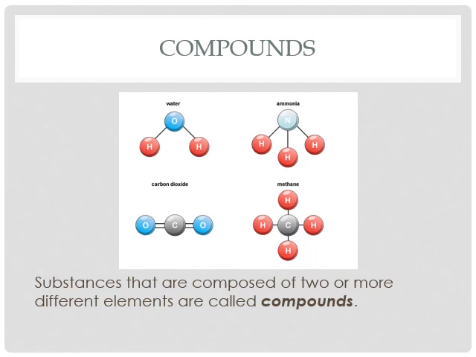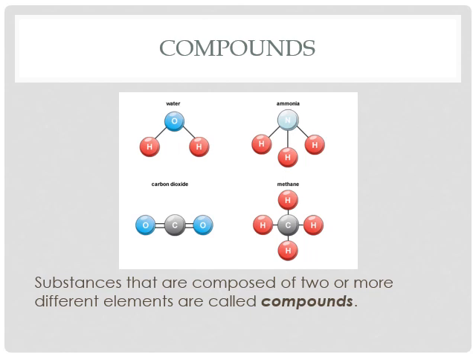Compounds are molecules that have two or more different kinds of elements involved in them. So that ozone we just saw is a molecule because it has bonds, but it's not a compound because all of the atoms in it were oxygen.